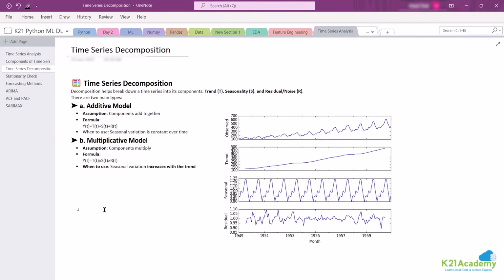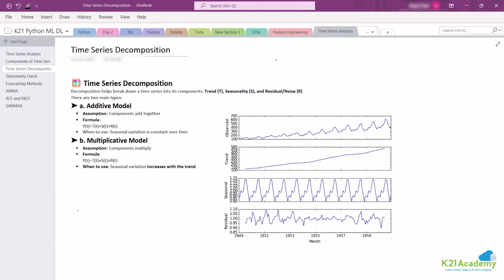Now, when you are checking whether seasonality is present in your data or not, what we do is decompose the entire data into different components.